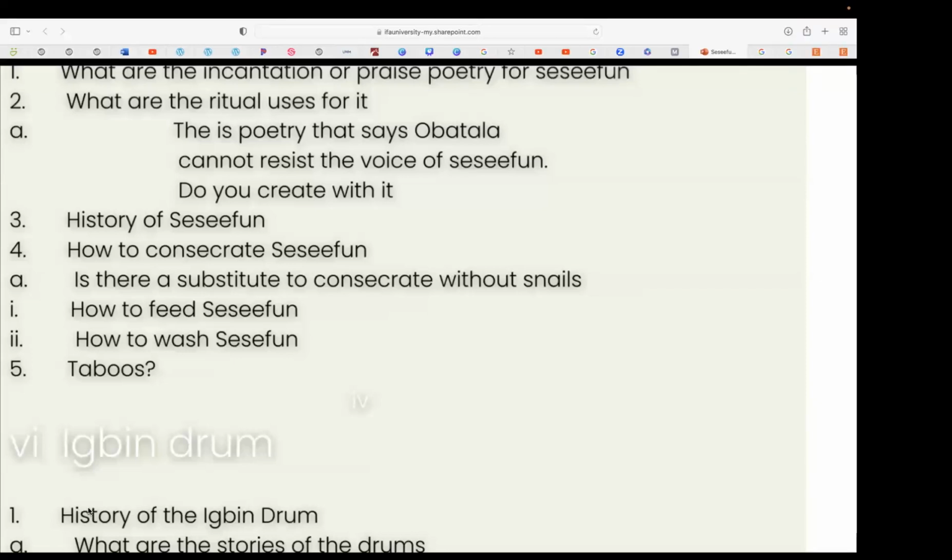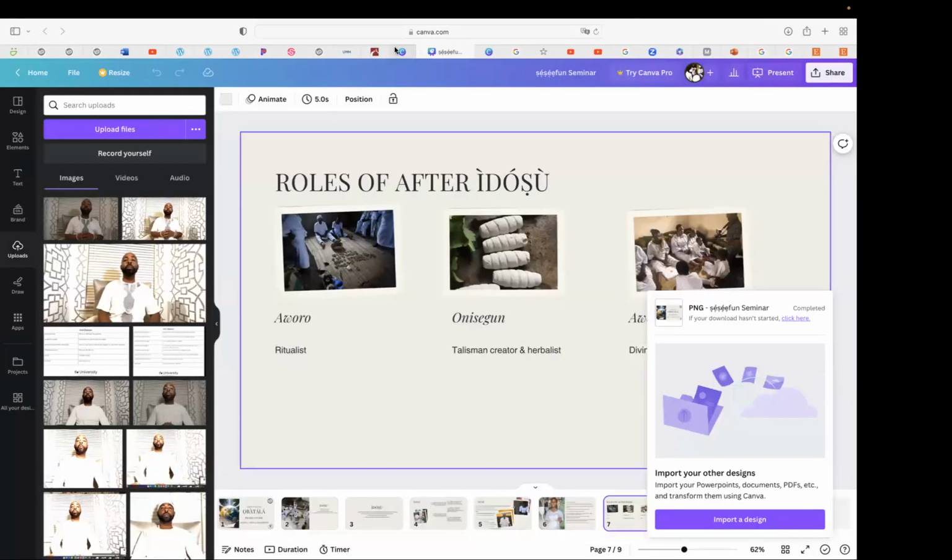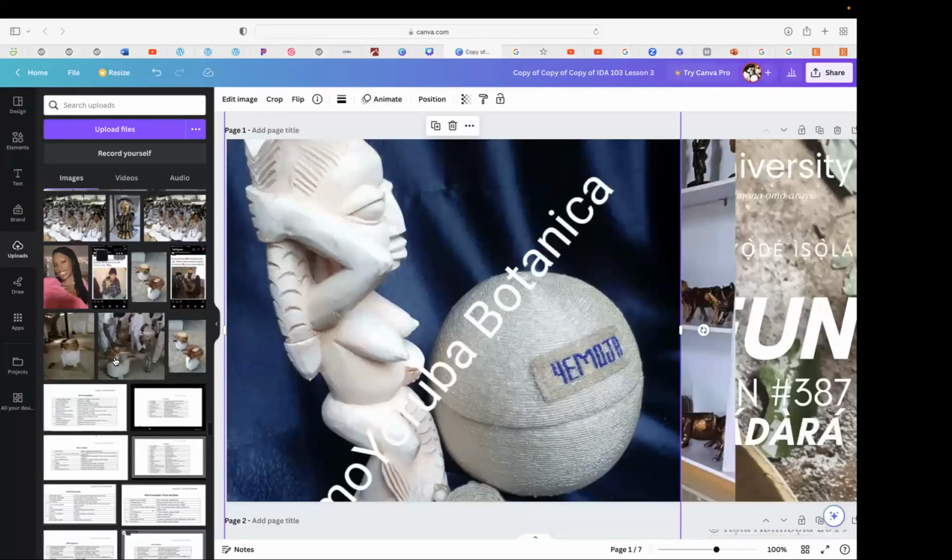Yeah. Number one, Seseefun is good for decoration. It's something that we use to decorate ourselves. Look at the pot that you just showed me now. They use Seseefun on it to decorate it white. Likewise, we use Seseefun on ourselves to decorate ourselves, to make neck beads, to make earrings. You understand?